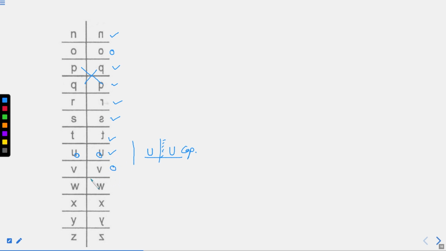For V it is same. For W it is same. For X it is same. For Y it is different, but in capital letters Y is same. For Z again it is different. So how many in number? 4. So total 4 plus 2 is 6. 6 small alphabets have the same mirror image.